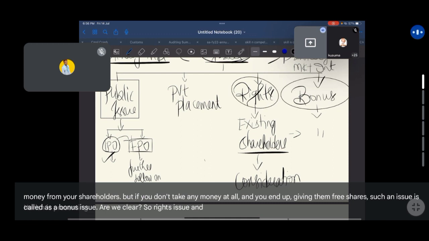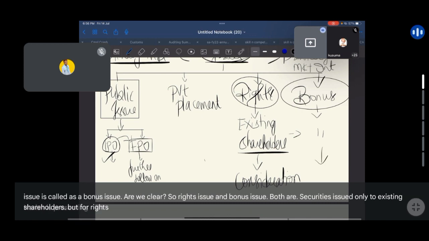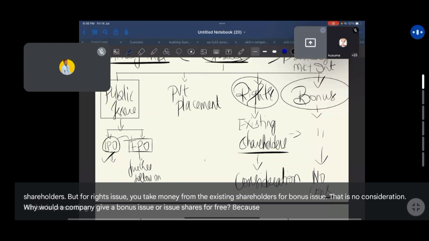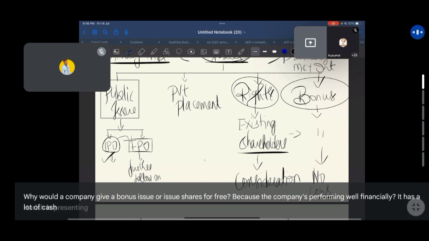So rights issue and bonus issue, both are securities issued only to existing shareholders. But for a rights issue, you take money from the existing shareholders. For a bonus issue, there is no consideration. Why would a company give a bonus issue or issue shares for free? Because the company is performing well financially. It has a lot of cash surplus, so it wants to use that and issue securities and keep the shareholders happy.